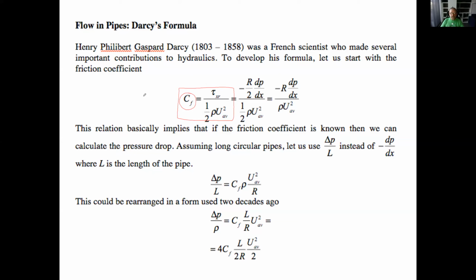Now, the shear. Should I go back? Because we showed that the shear is this term, which is the shear on the wall of the pipe. Remember that? Anybody? Can you go back and show us, please, Professor? Okay, he's a brave guy. That's wonderful.